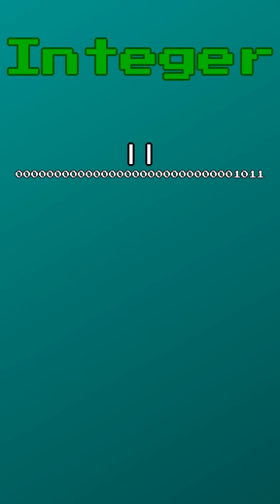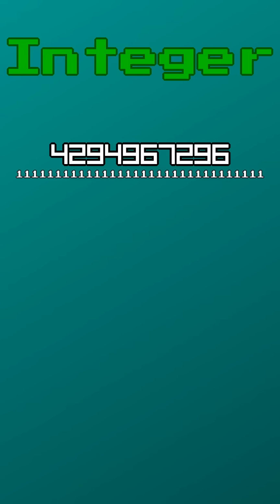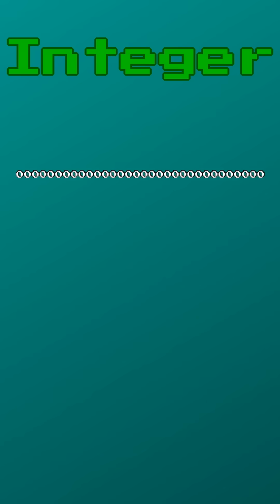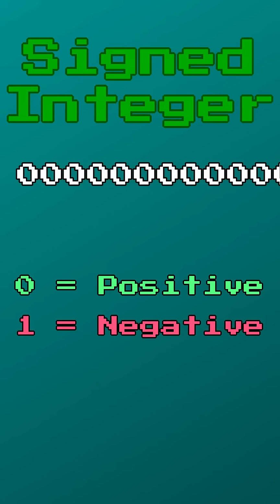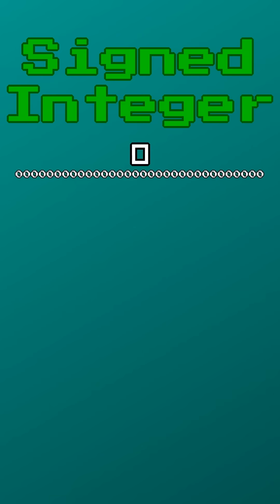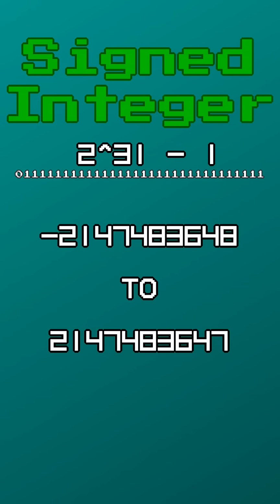The largest possible number this way is 2 to the power of 32, or about 4.29 billion. Most games though use a signed integer, meaning the highest bit, the bit on the far left, is used to indicate whether or not the number is positive rather than to count. 0 means the number is positive, 1 means the number is negative. Therefore, the number now ranges from negative 2 to the power of 31 to positive 2 to the power of 31 minus 1, or roughly 2.14 billion to both sides.